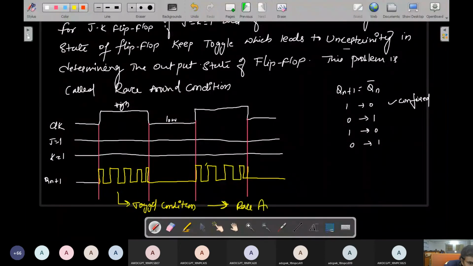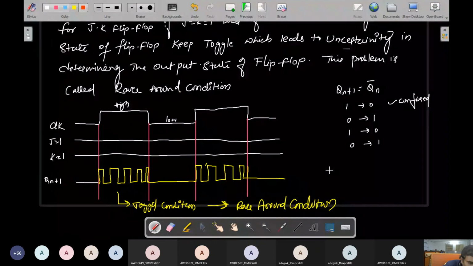Okay, race around condition. To eliminate the race around condition, we designed a master flip flop. So that is called the master slave JK flip flop. To avoid this race around condition, we designed another JK flip flop. So that is called master slave.